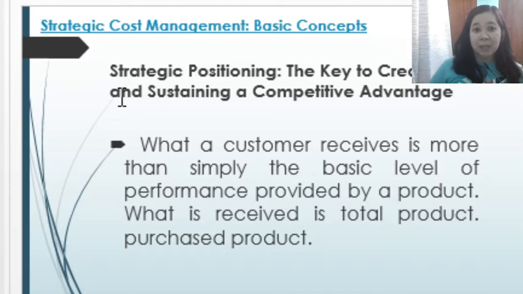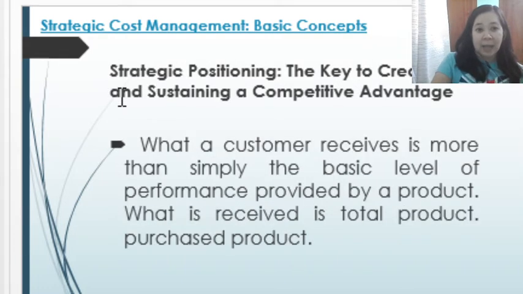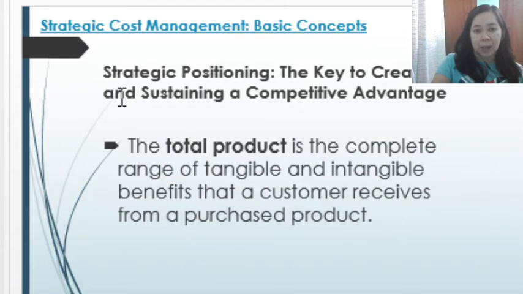So what is received is the total product, okay, the purchased product. So this is how the customer later will realize, okay, upon purchasing and consuming that particular good or service. So what about the total product? Okay, we've mentioned that in the previous slide. What is received is the total product. So when we say total product, basically this is the complete range of tangible and intangible benefits that the customer receives from the purchased product.